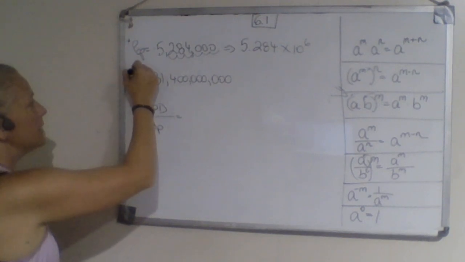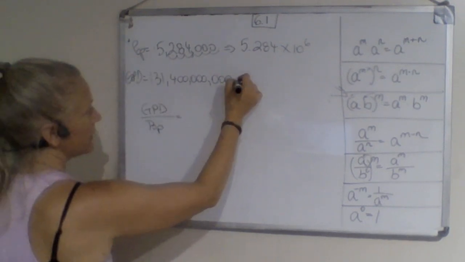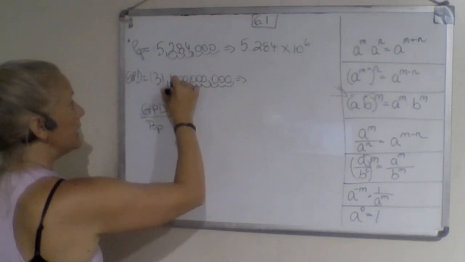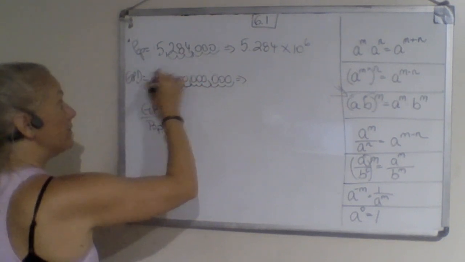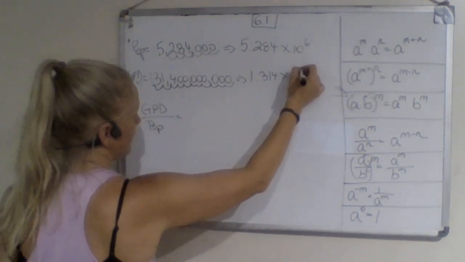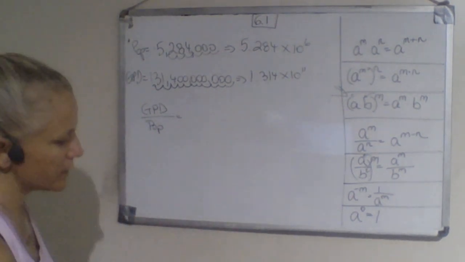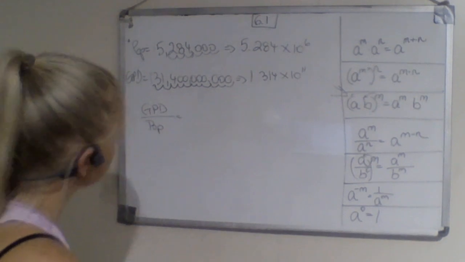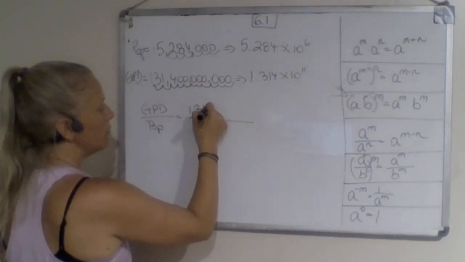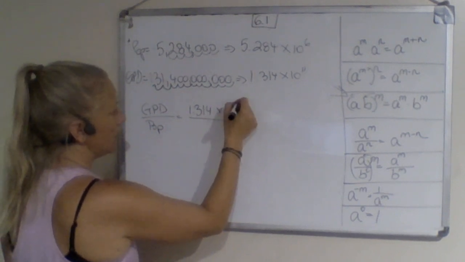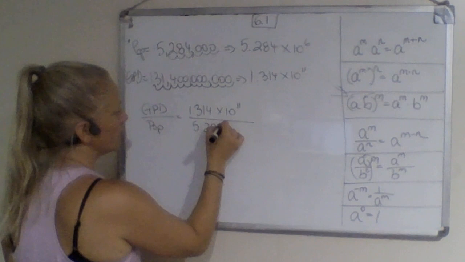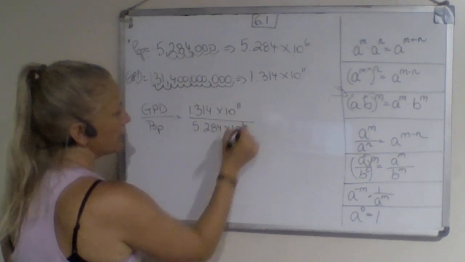The GDP gets from here. We go 1, 2, 3, 4, 5, 6, 7, 8, 9, 10, 11. 1.314 times 10 to the 11th power, okay? That's the numbers we're playing with right now. So let's go ahead and write it down. GDP, 1.314 times 10 to the 11th over 5.284 times 10 to the 6th.